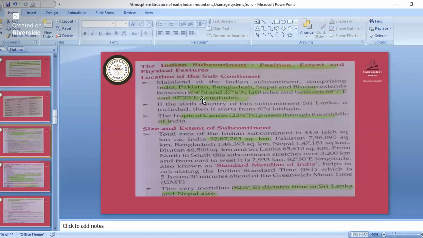Okay. Now we will see about the geography of India. Yesterday we saw about the time zone.